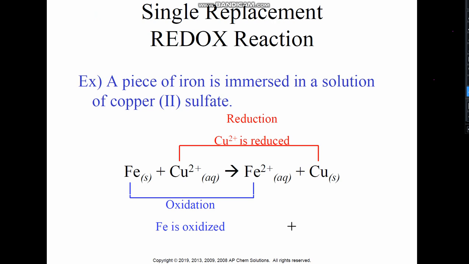So you might find it strange that we refer to the substance that gains electrons as being reduced. But what we're going to see is that this is actually talking about the oxidation number. And now I'm going to show you how to calculate the oxidation number.